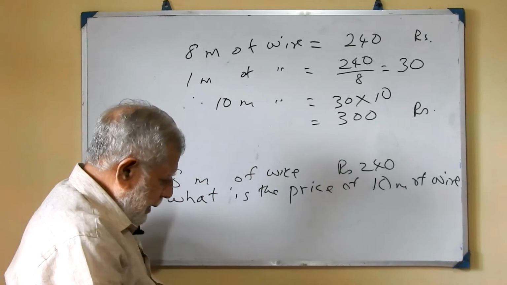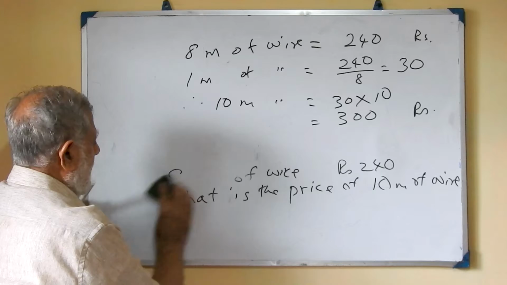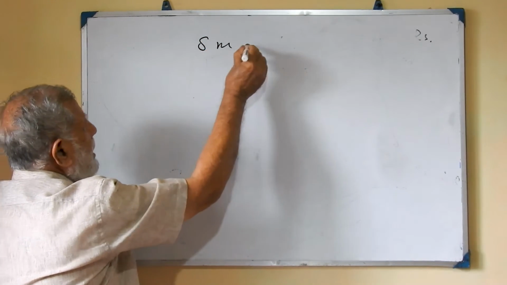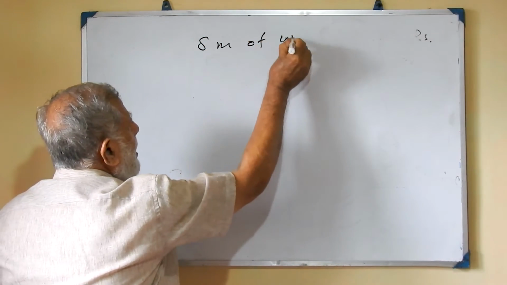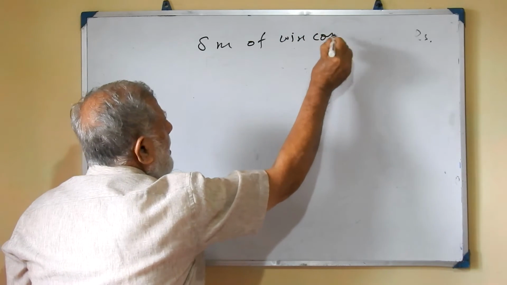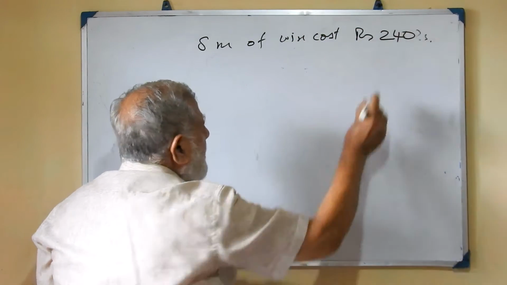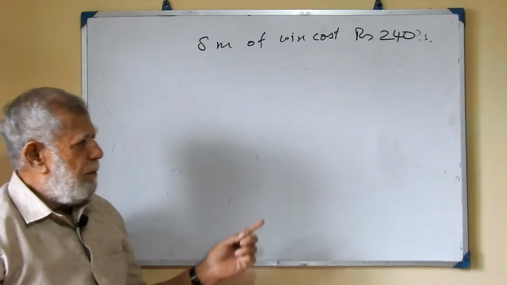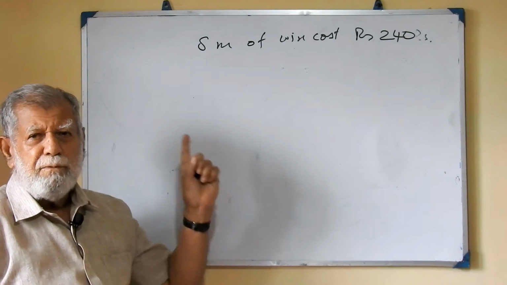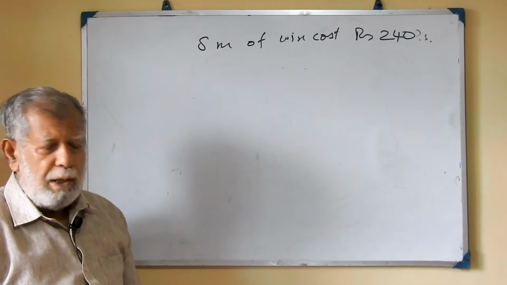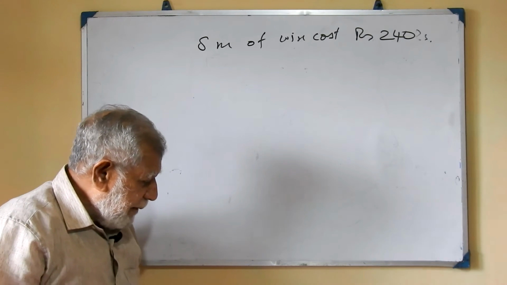We will take another example. Same 8 meters of wire cost rupees 240. There is another method to do this. The first method, where we found for 1, is called the unitary method. The other method is called the fractional method.